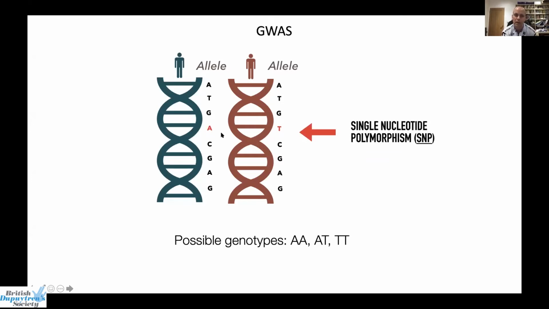Because we all inherit one set of our genes from our father and one from our mother, you could have someone who has an A from their father and an A from their mother, or someone who has an A from one parent and a T from the other parent, or someone who inherits two Ts. So these are the possible different genotypes.